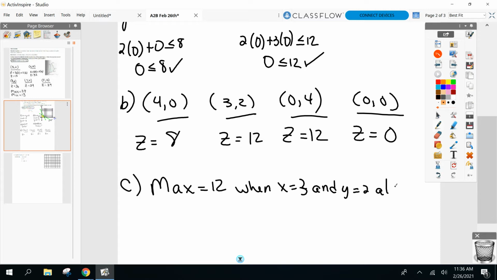Also, you can see it gives us 12 in another case too. Also, when x equals 0 and y equals 4. Okay, so part C said, hey, what's the max? And let me know the x and the y values that give you the max. And there were 2 different values that gave me 12. So that's what we're looking at here. Graph, shade, find the region, give me the corners, and plug them in.